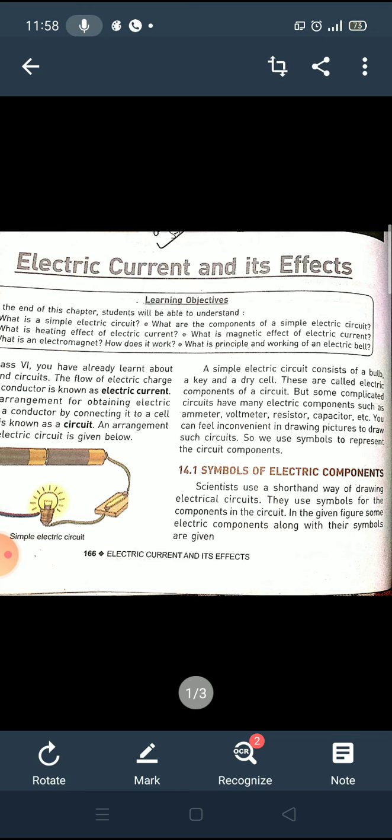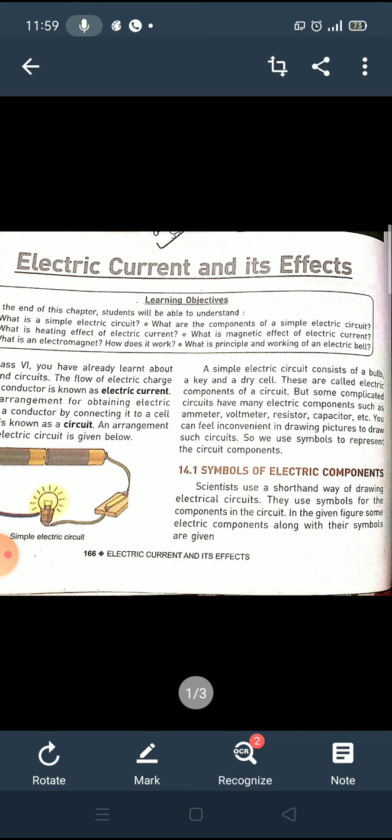Dear students, as you know, we have already learned a small portion about the current and circuit. In 6th class you have learned about the cell, battery, bulb, switch, etc. In this chapter we will learn in detail.